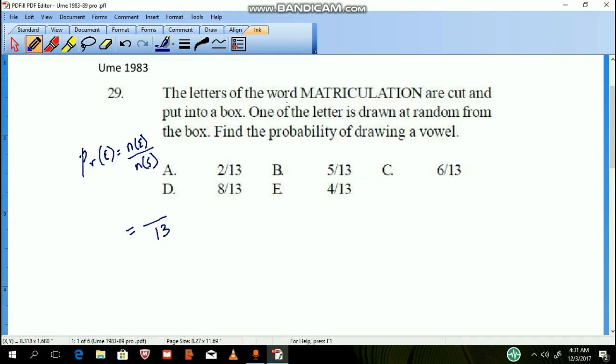Now, how many vowels can we find there? We have 1, 2, 3, 4, 5, 6. There are 6 vowels in there, so we have 6 over 13, which is option C.